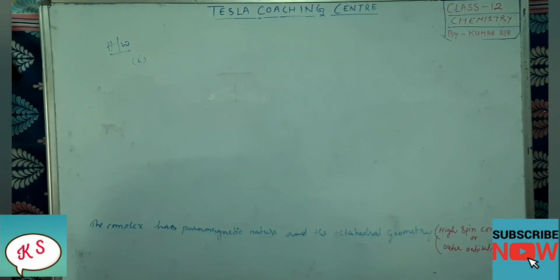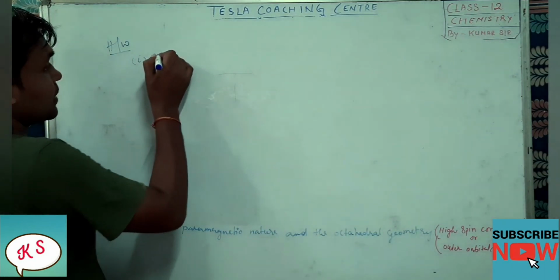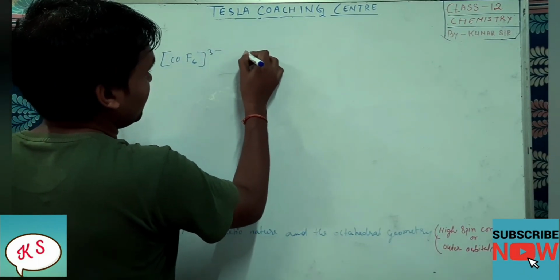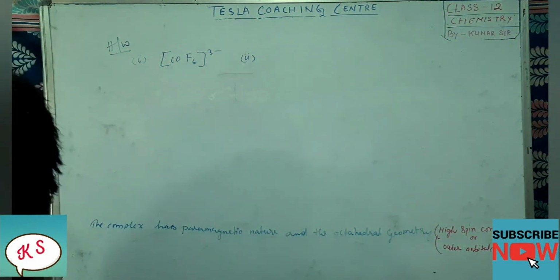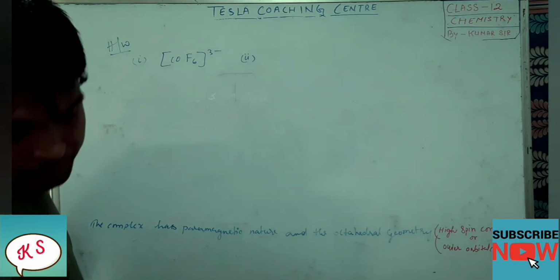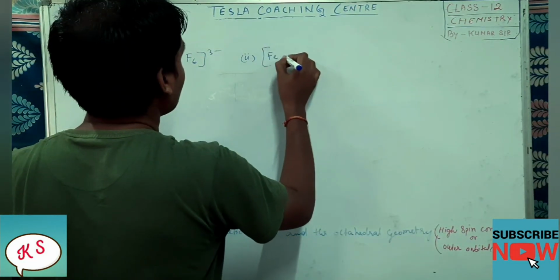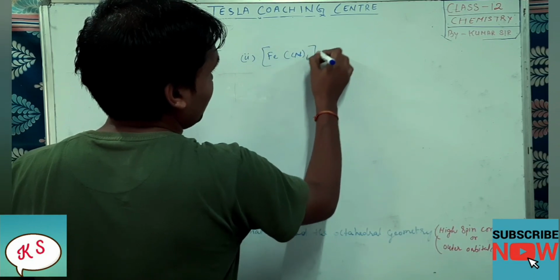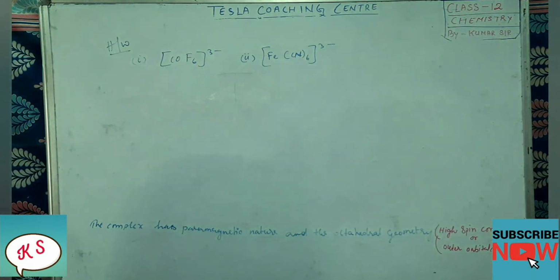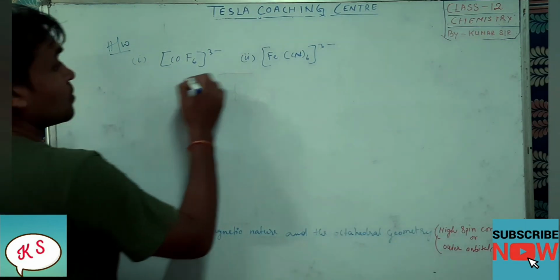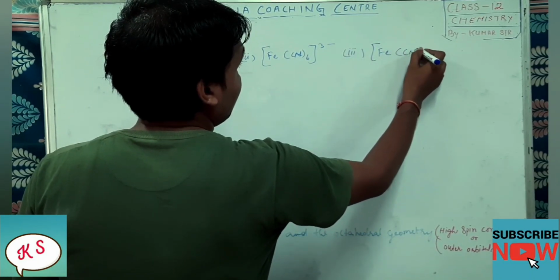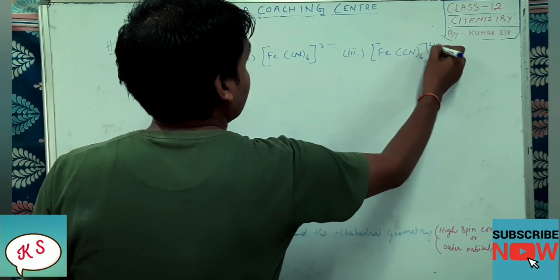Okay, number 1, CoF6 3 negative. Number 2, Fe CN6, Fe CN6 3 negative. And then next, Fe CN6 4 positive.